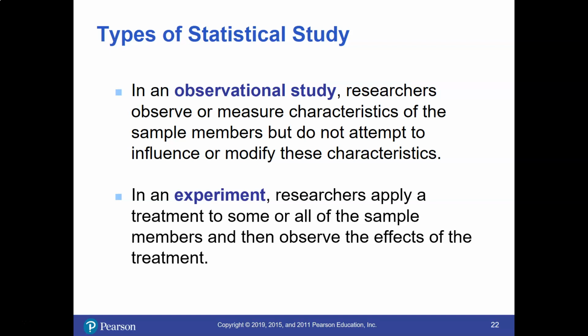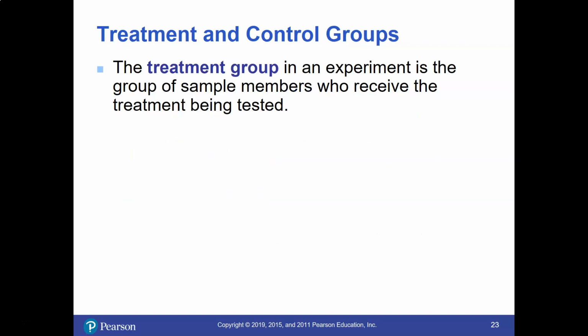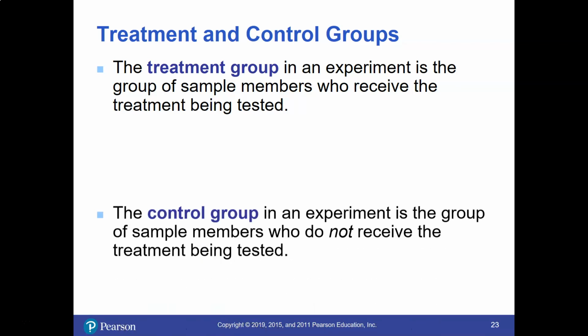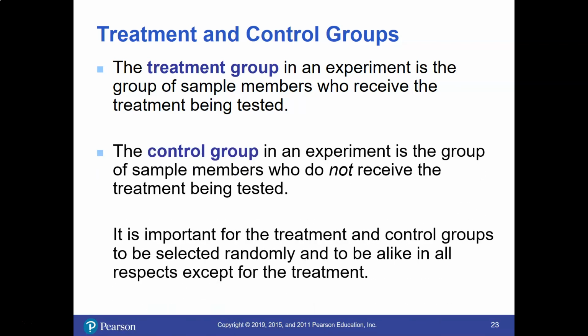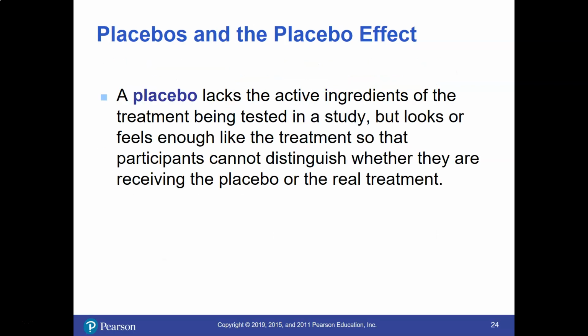In an experiment, they apply a treatment and they observe the effects. So there's also a control group that doesn't receive the treatment, and that's who you compare it to. So the treatment group is the sample members who receive the treatment, and the control group is the members that do not receive the treatment. And again, it's still important to randomly select them and be alike in all respects except for the treatment.